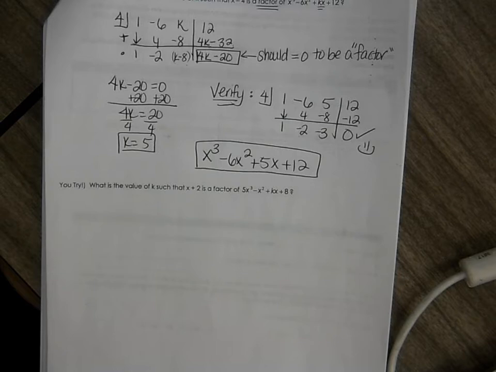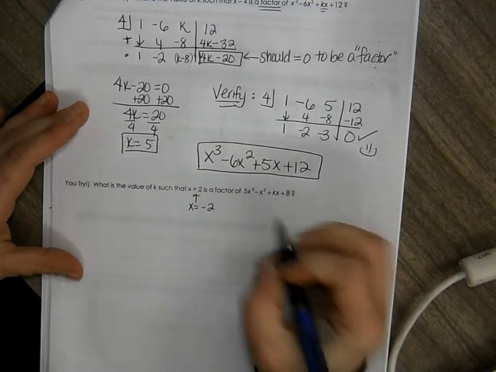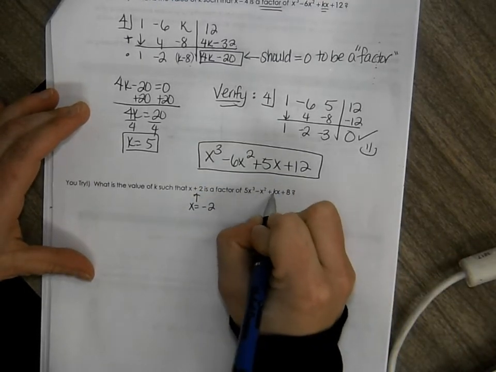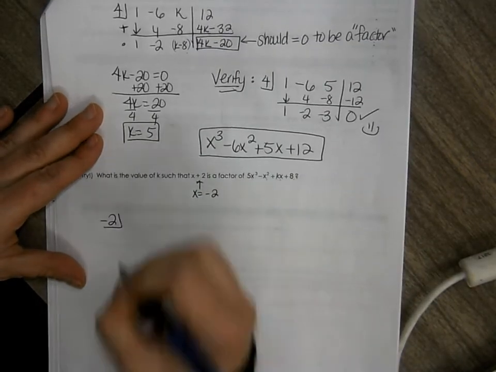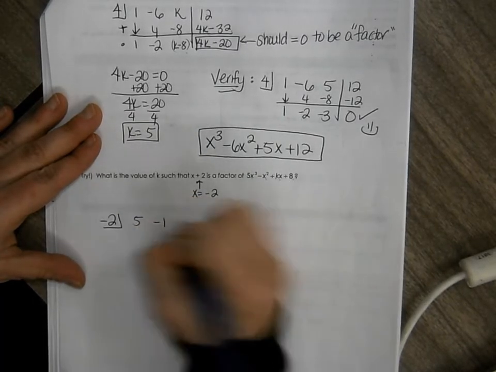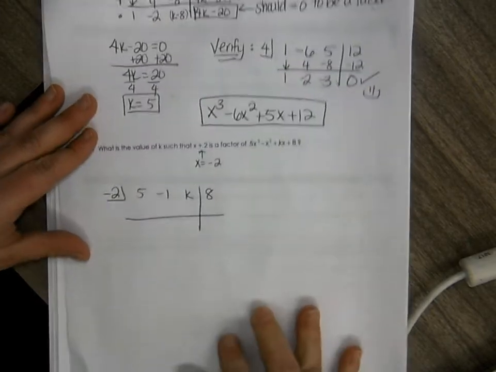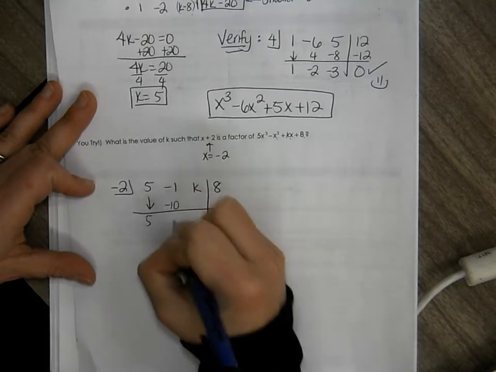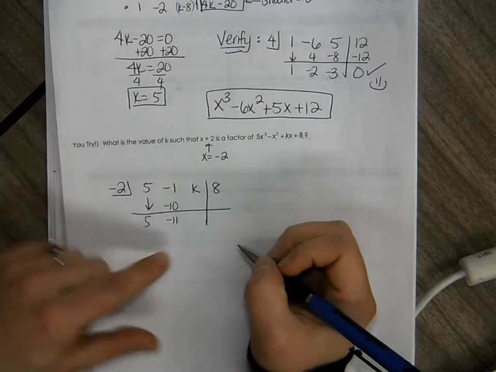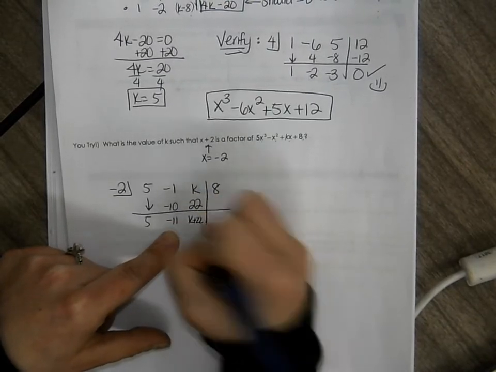Okay, so hopefully you recognize that we are going to be working with x equals -2, and we have every single degree represented, 3, 2, 1, 0. So hopefully you put -2 inside of the box, and you wrote down 5, -1, k, and 8. So hopefully you brought down the number 5. -2 times 5 is -10. This will produce a -11. -2 times -11 is +22. This is going to be k plus 22.